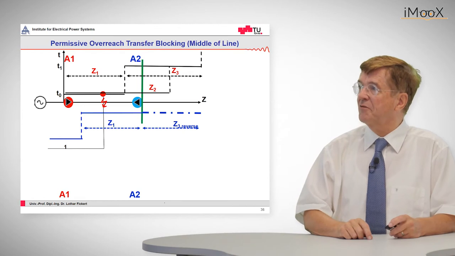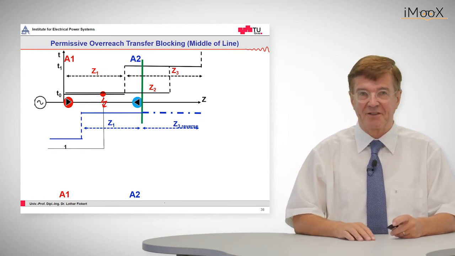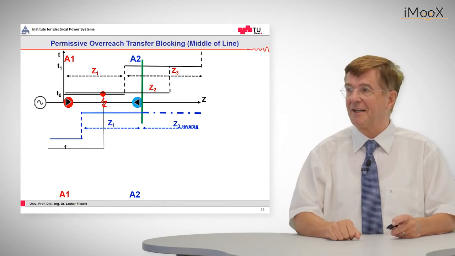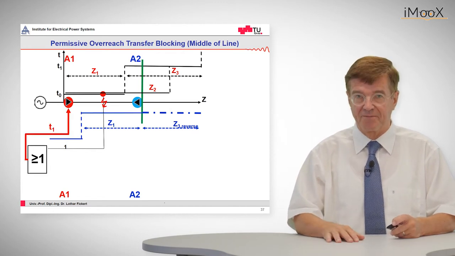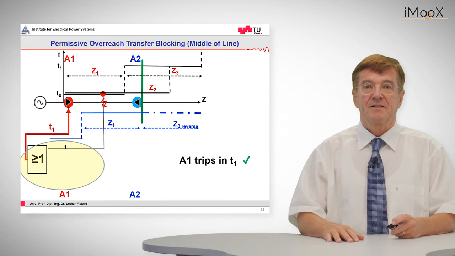So let's start with a fault at the middle of the line, which is very simple. If it is in the middle of the line, relay A1 will pick up, detect it in the first zone and trip. So this is okay.